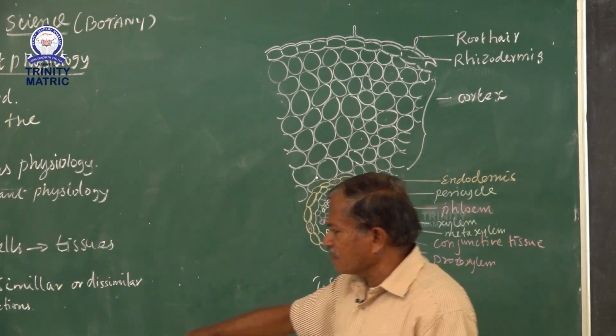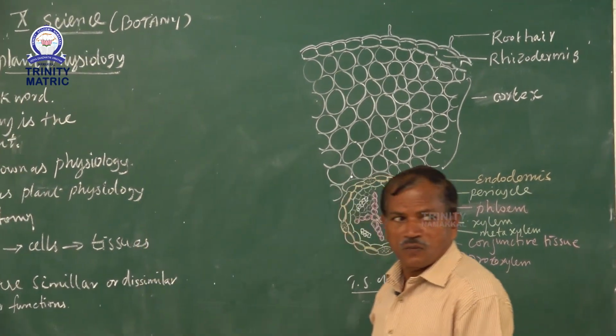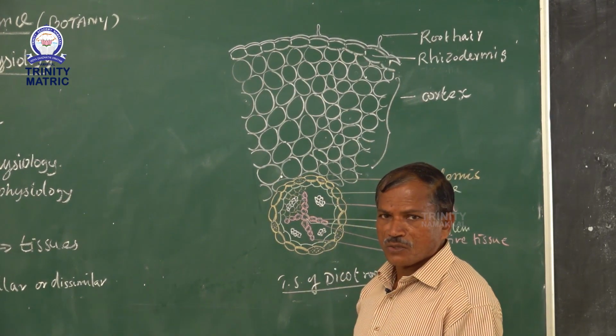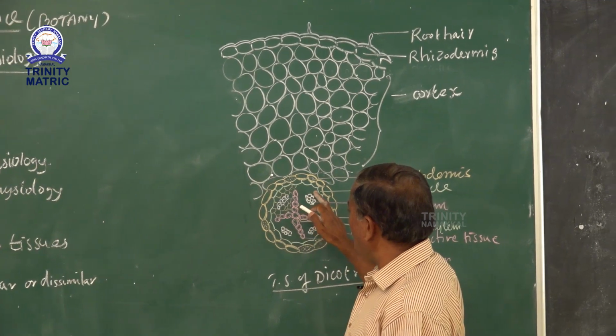Then the third one is vascular tissue. Vascular tissue constitutes the xylem and phloem.